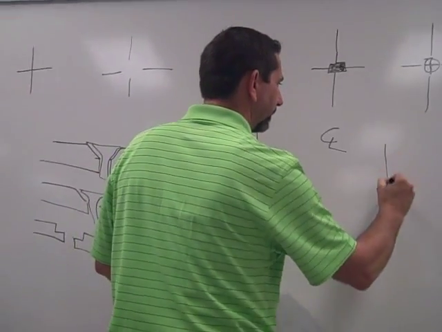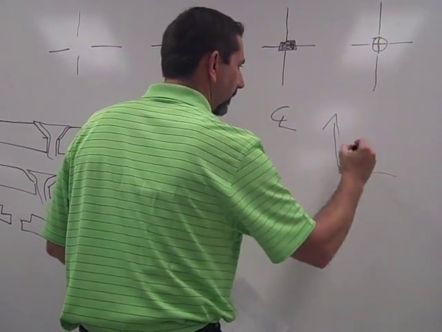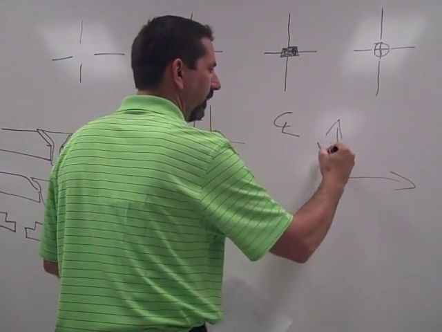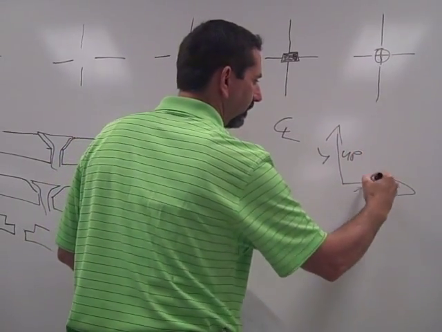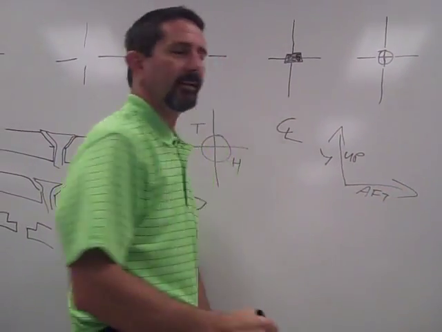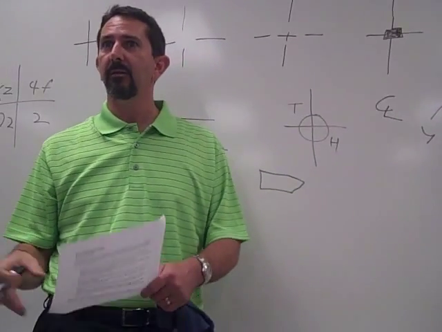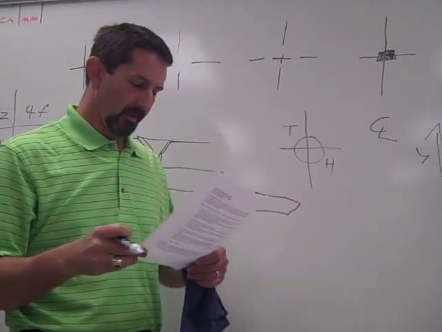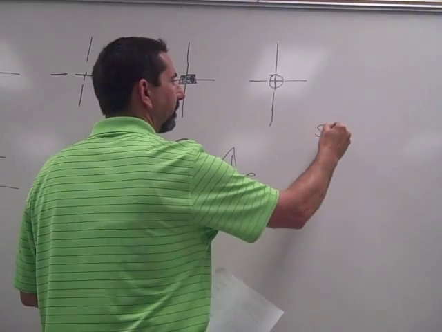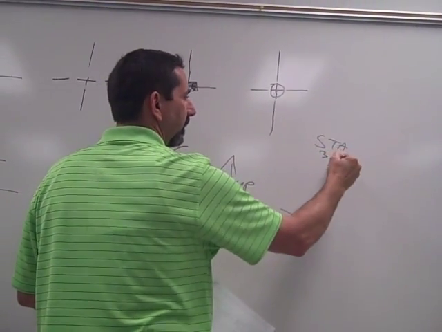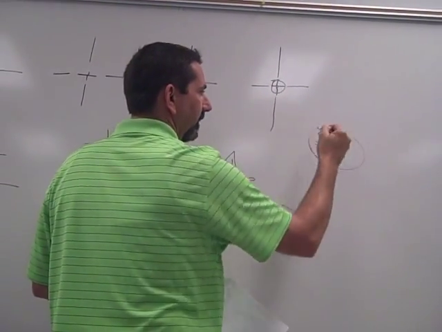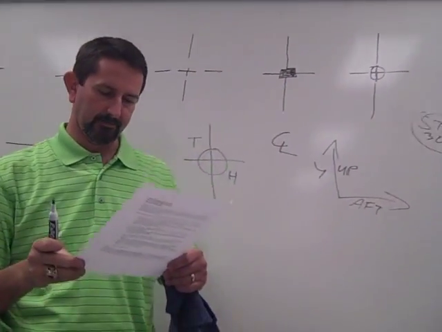Directional arrows. We talked about these before. Up, aft, to tell us which way we're looking when we're identifying directions. Those go with, remember these? Station planes. Very good.